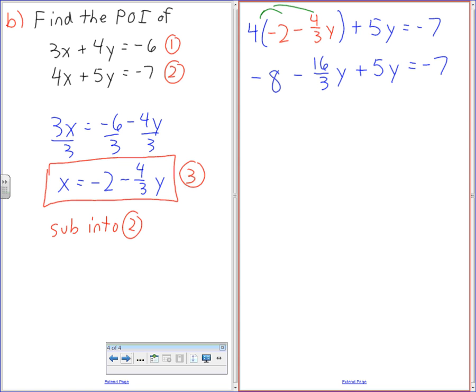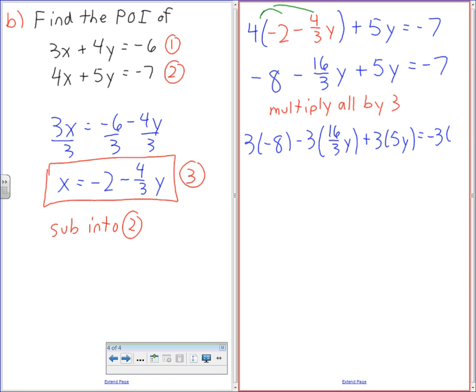There are 2 ways to do this. Somebody try and give me a way I could solve this. Yeah, go ahead, Jessica. Multiply everything by 3. Jessica, can you explain to the class why you decided to multiply everything by 3? So you don't want fractions. What that's going to do for us is get rid of the fractions. Now again, I like fractions because I'm a math teacher, but most people like to avoid fractions when they can. So I'm going to write that as 3 times -8 minus 3 times 16 over 3 y plus 3 times 5y equals -3 times 7.